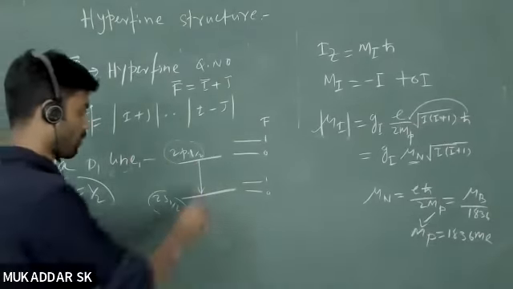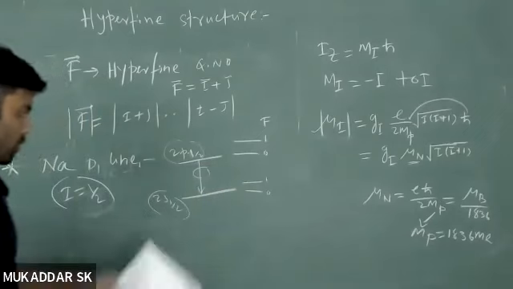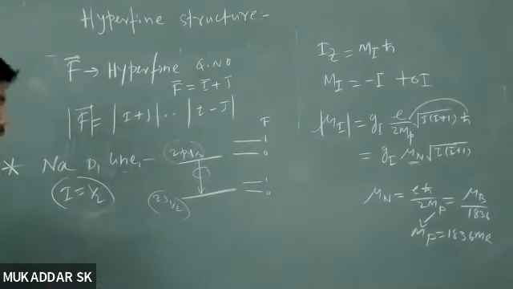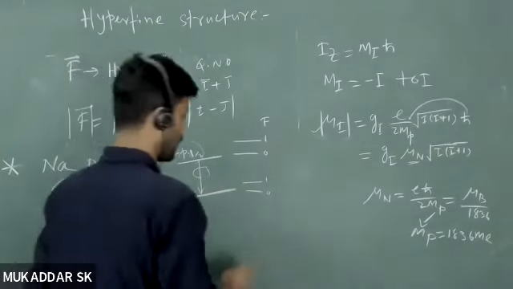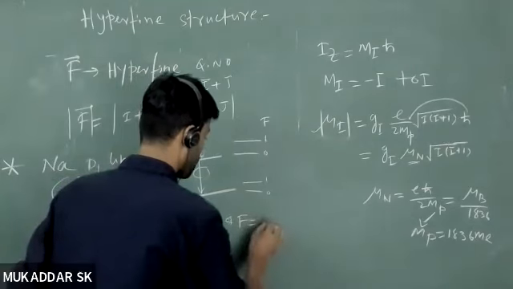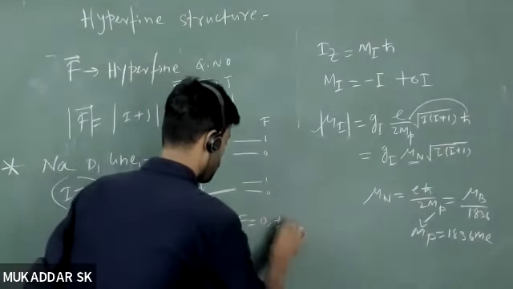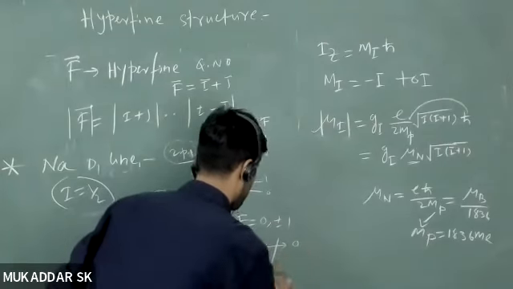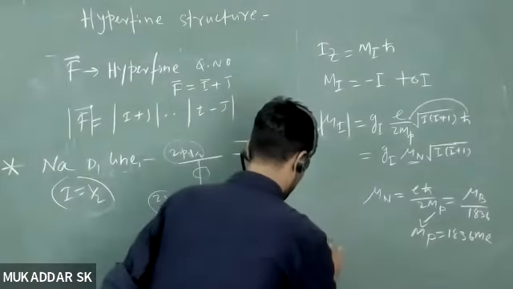Now you see there is one line here, right? From 2p half to 2s half transition, you got only one line. You can see how many lines you will get. The selection rule for this hyperfine splitting is delta F equals 0, plus minus 1, but 0 to 0 is not allowed.